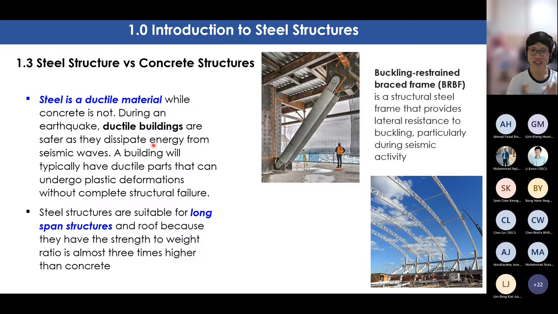So steel is a ductile material. For seismic, we definitely need a ductile material. Ductile buildings are safer. Like you can see that timber buildings in the seismic zone are the safest.